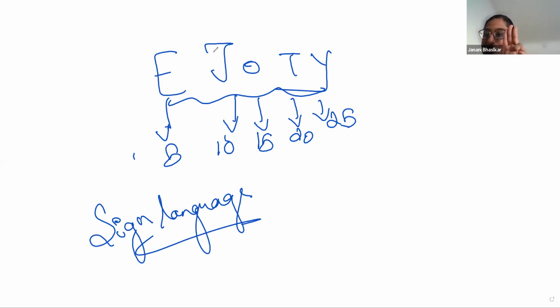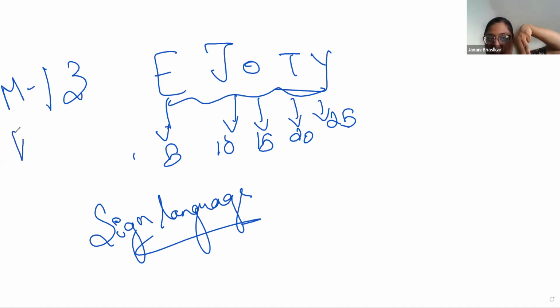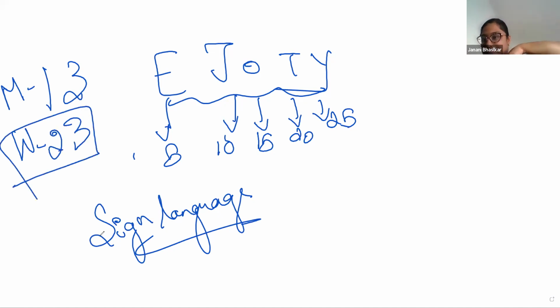Okay, so how many fingers do you use for M? 3. So put 3 and add a 1 before, making M the 13th letter. Okay, and W will be the inverted form of M. For that also you are using 3 fingers, but instead of 1 you put 2, so W will be the 23rd letter.